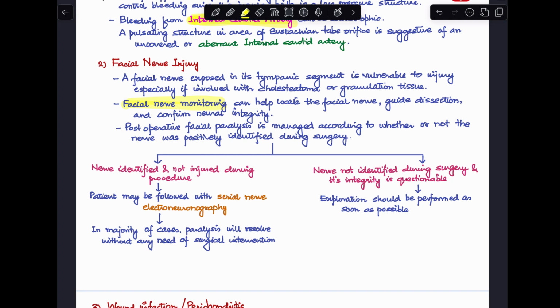In case the nerve was identified and it was not injured during the procedure, then the patient is just followed up with serial nerve electroneurography. And in the majority of cases, the paralysis resolves by itself without any need for surgical intervention. However, if during the surgery the nerve has not been identified and its integrity is questionable, then exploration should be performed as soon as possible.